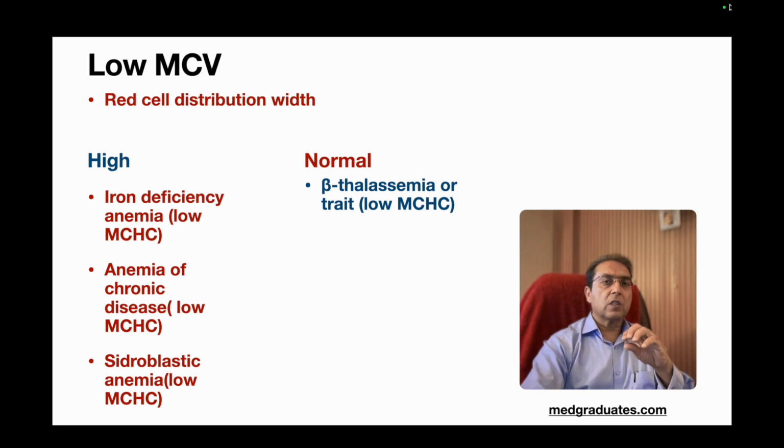The RBCs are large in number, but generally they are small and of a uniform size, while in iron deficiency anemia, the RBC number is not very large, but there are different size populations among the RBCs, so the red cell distribution width is high.